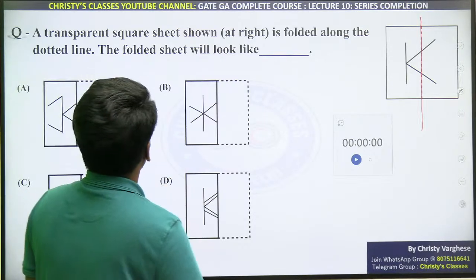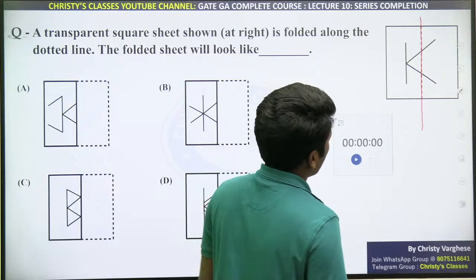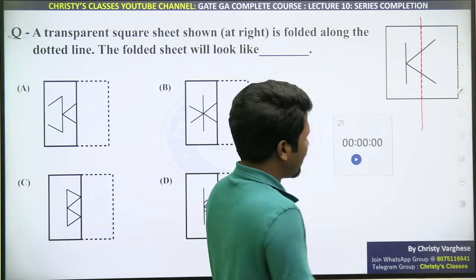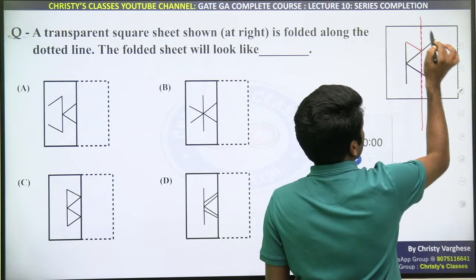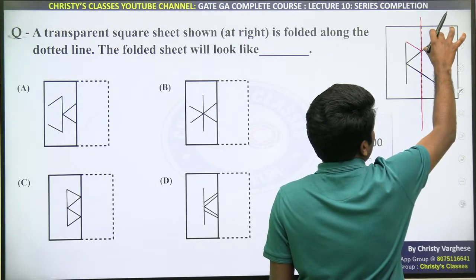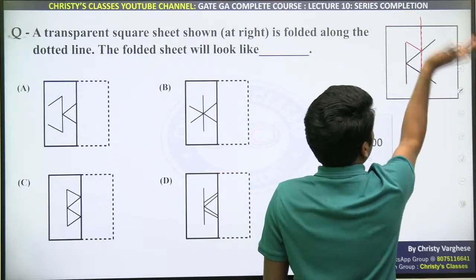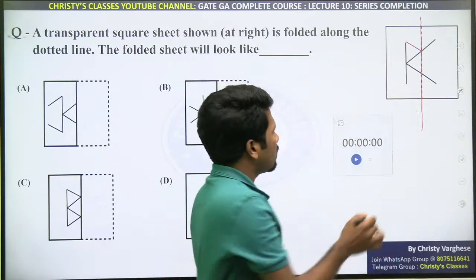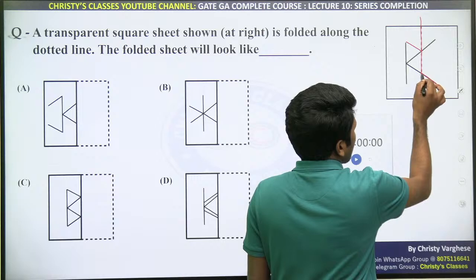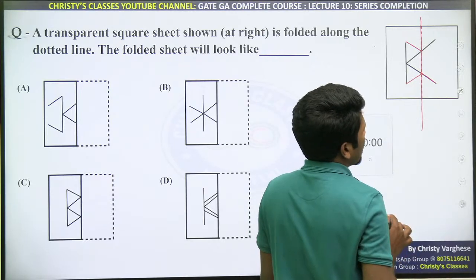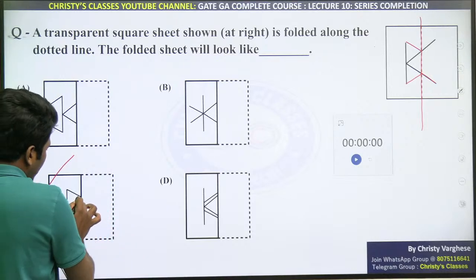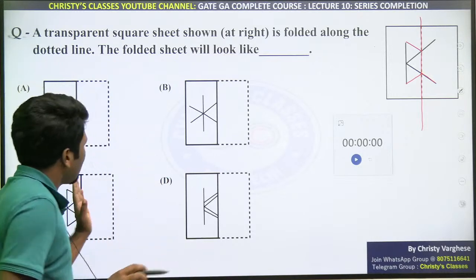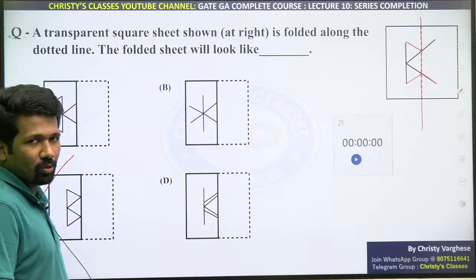So in a folding question, what is the idea? The folded sheet will look like this. It is not the mirror image idea. When the sheet is folded along this line, the folded part will be its mirror image. Similarly, this will be the mirror image of the folded part. So the correct answer will be option C, where that folded part is totally coming and on the right side there should not be any image.